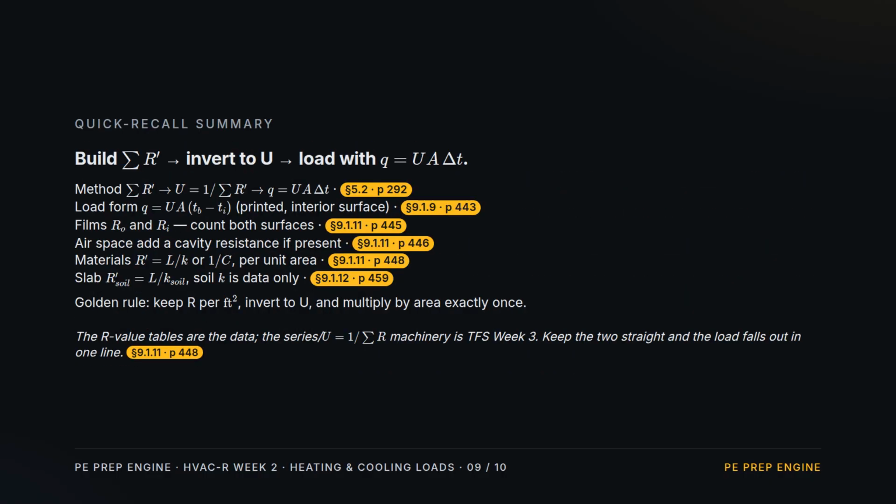Quick recall. Build the per square foot resistance sum, invert to a U factor, load with UA delta T. The printed load form is the interior surface UA delta T. Count both surface films. Material resistance is length over k or 1 over C. A slab just adds a soil resistor, and soil conductivity is data only. Golden rule. Keep R per square foot, invert to U, and multiply by area exactly once.